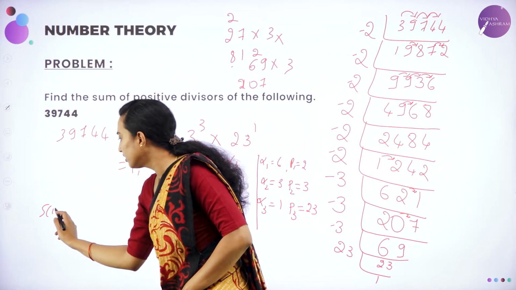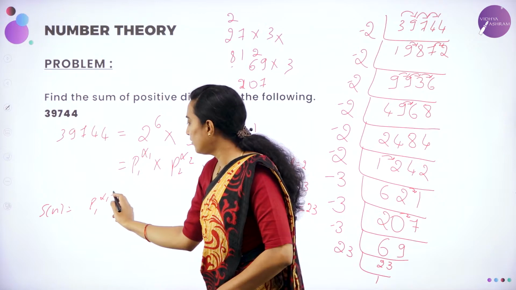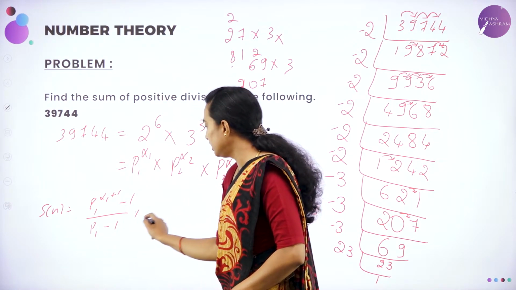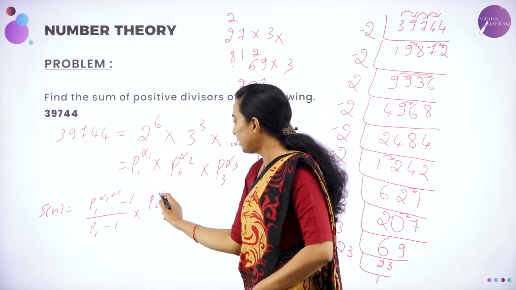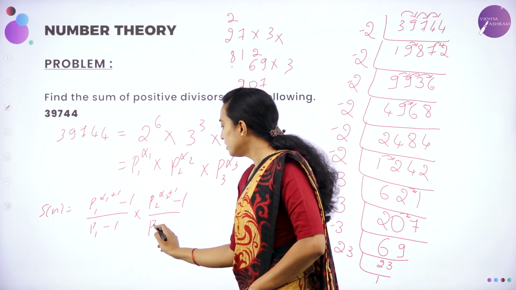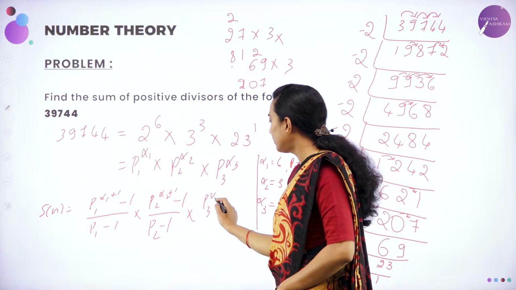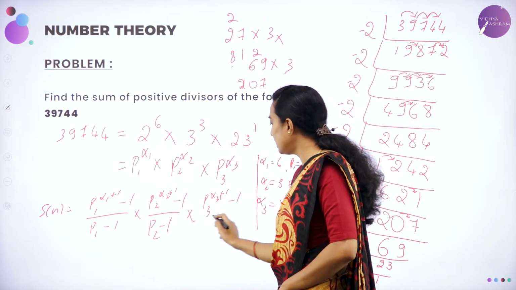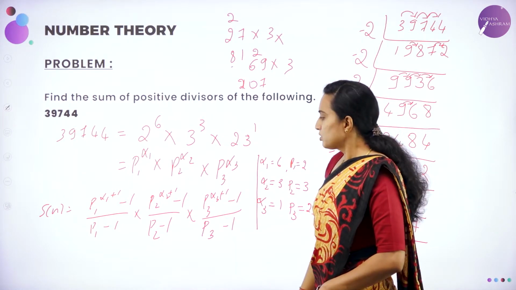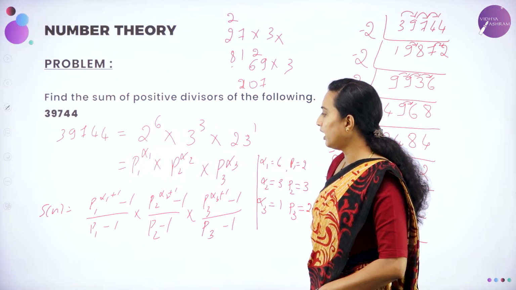S of n is equal to P1 to the power of alpha 1 plus 1, minus 1, divided by P1 minus 1, into P2 to the power of alpha 2 plus 1, minus 1, divided by P2 minus 1, into P3 to the power of alpha 3 plus 1, minus 1, divided by P3 minus 1. So here you are going to substitute accordingly. So what is the substitution you are going to have?